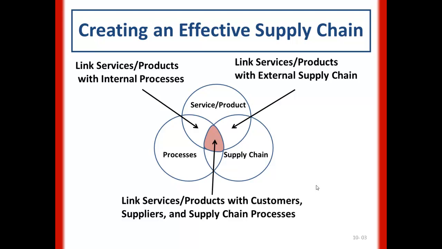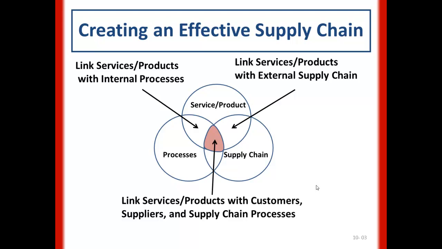The first link is created between the firm's internal processes and the service and product. The second link is created between the service and product and the external supply chain. The first link relates to how internal processes come together to create products or services to provide to the end customer.